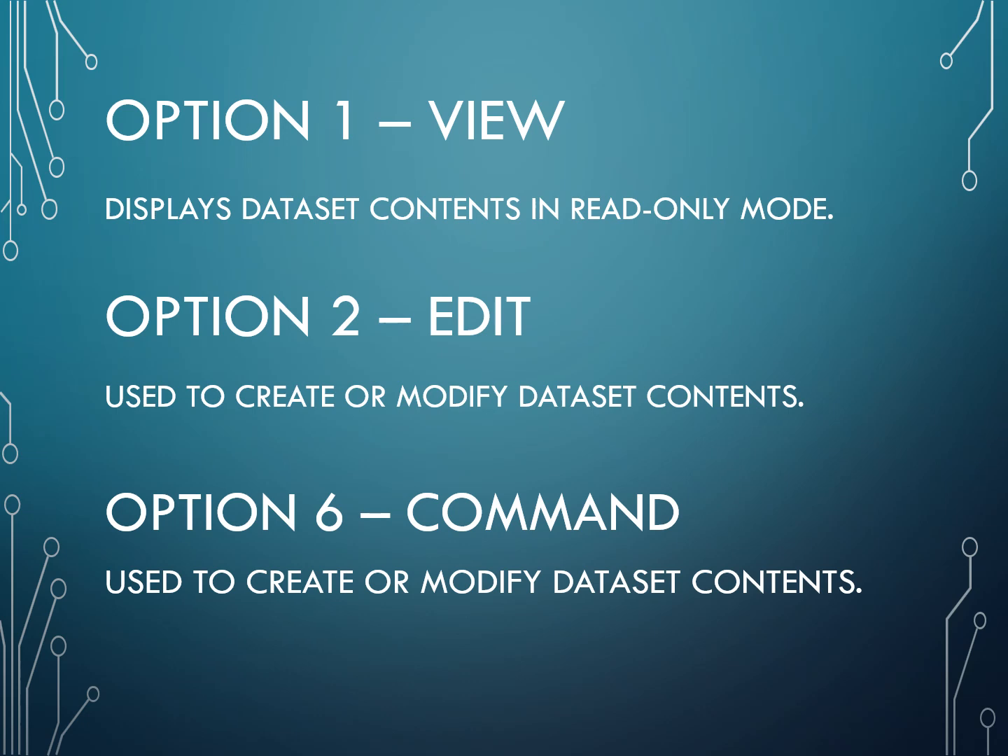Option 6 Comment. Option 6 allows the user to execute TSO commands directly from ISPF. Instead of leaving ISPF and returning to TSO, the developer can enter commands from the screen. For example, delete, rename, list DS. So this improves productivity because the developer can perform administrative activities quickly.